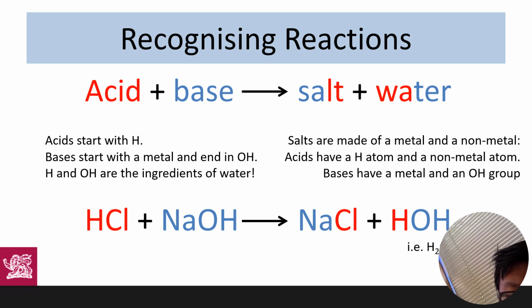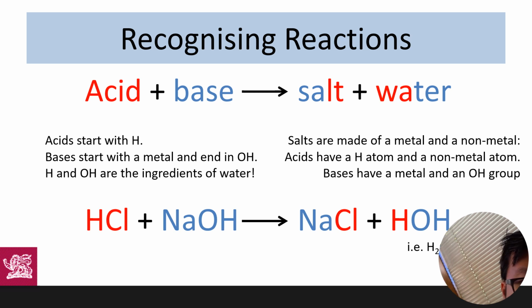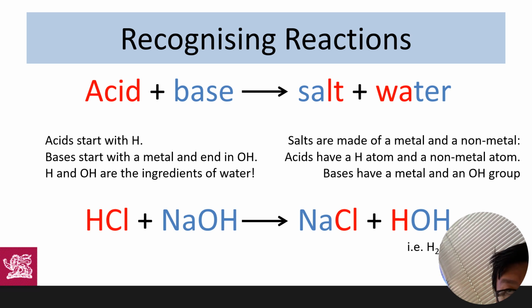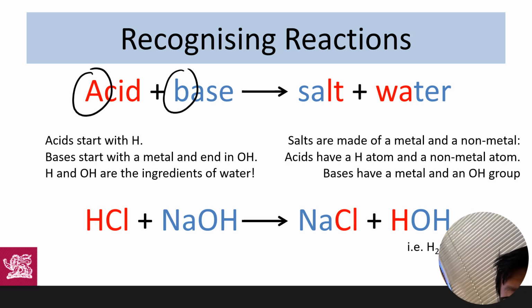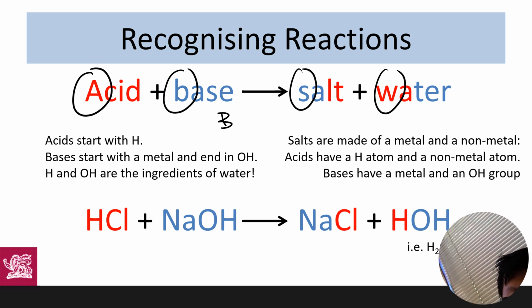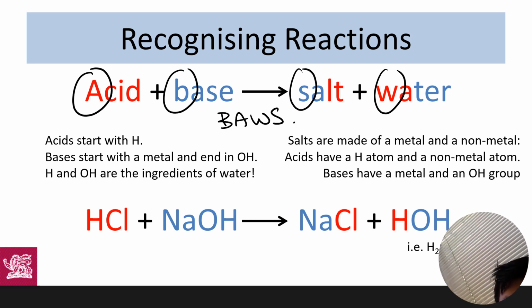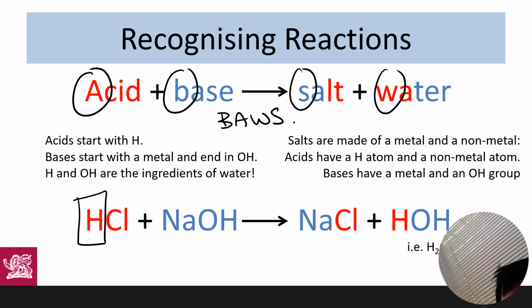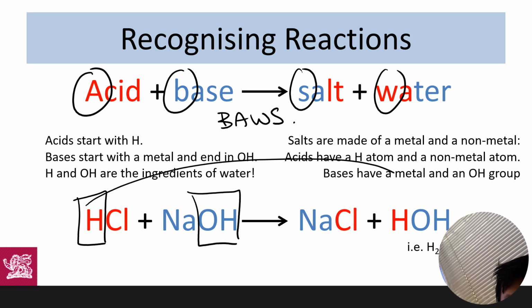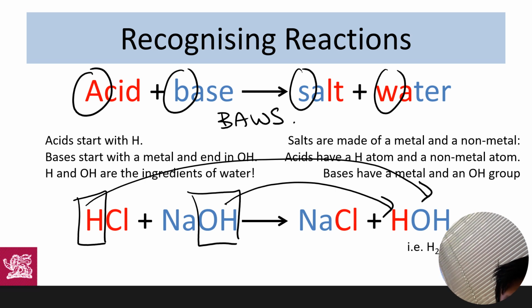All right, recognition. So I've gone through a bit of this, but I'll go through it again. Although it's already given to you in the information sheet, BAWS is the acronym I like to use. And you can see that they do swapsies, which we've looked at. The proton from the acid and the hydroxide from the base will produce the water molecule, and the remaining bits, the chloride ion and the sodium ion, will make the salt.